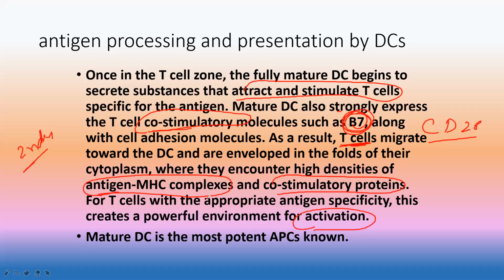So the mature dendritic cell is the most important antigen presenting cell, okay. It's the most important, and it must be mature, because a mature dendritic cell also has B7 and a very high concentration of MHC2. Clear? Mature dendritic cell having very high concentration of MHC2.